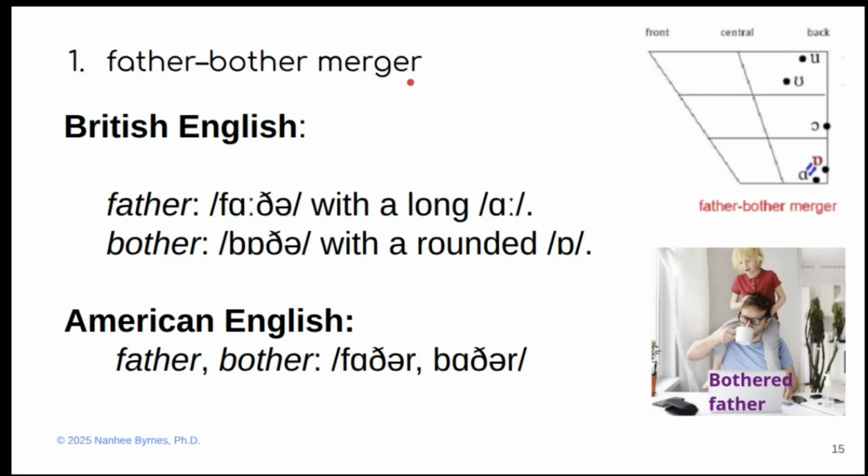Let's start with the father-bother merger. In British English, father is pronounced with a long ah, but bother is pronounced with a rounded O. 2 distinct vowels. In American English, however, both words use the same vowel, ah. So father and bother rhyme. Father, bother. That's our first major difference.